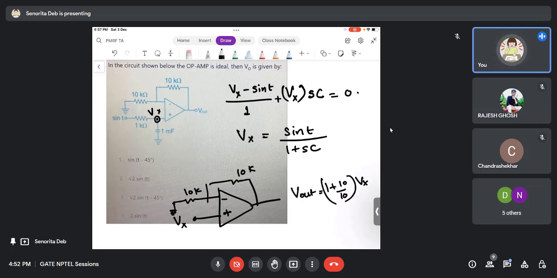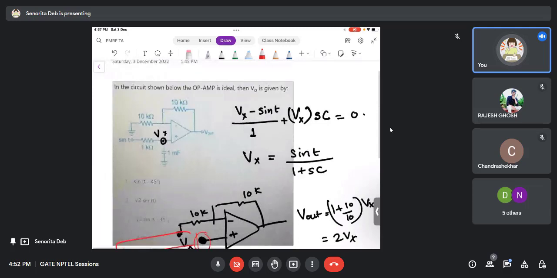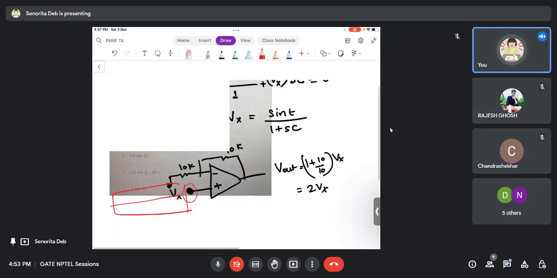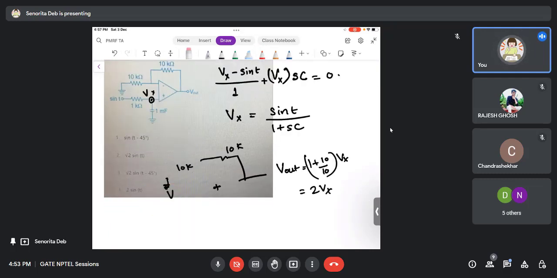So always remember, look into this terminal, the input node of the op-amp. Anything can be connected on this side. It can be a black box. Here, if it is Vx, V out's relationship with Vx is 2 times Vx. That's it. You need not write any KCL equations. I hope you have understood this, because now we are completely doing non-inverting, inverting again and again.